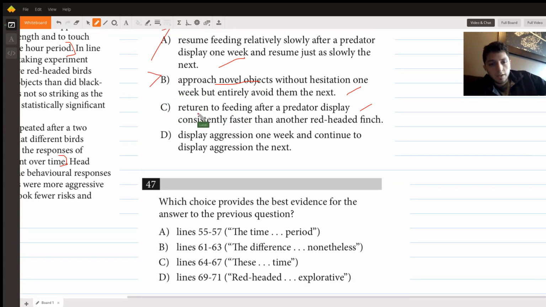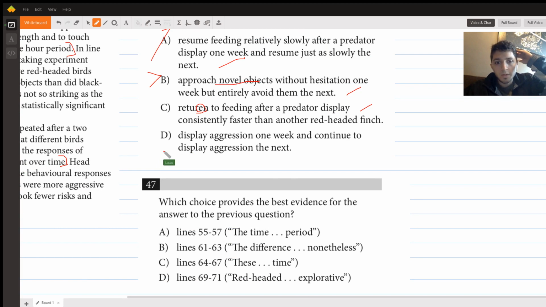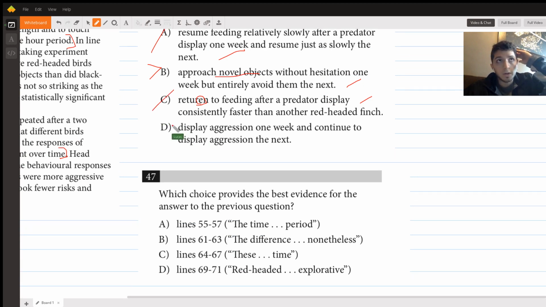C says return to feeding. Notice we got a bunch of typos. For whatever reason, the way this test is printed, there's all kinds of typos and punctuation errors in there, so just ignore those as much as you can. So, return to feeding after a predator display consistently faster than another red-headed finch. This is basically saying that two red-headed finches have different times. But what we have noticed in the text that we read was that different birds differed in their responses. So this would actually not be that atypical. It's pretty standard, so that would be wrong as well.